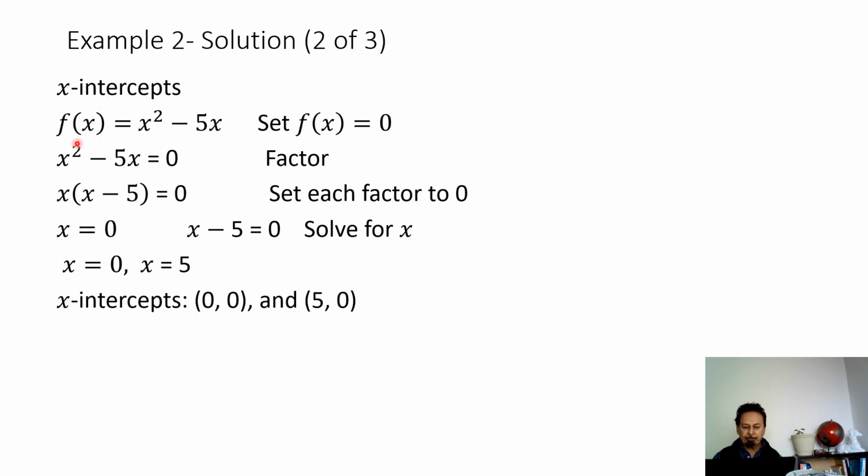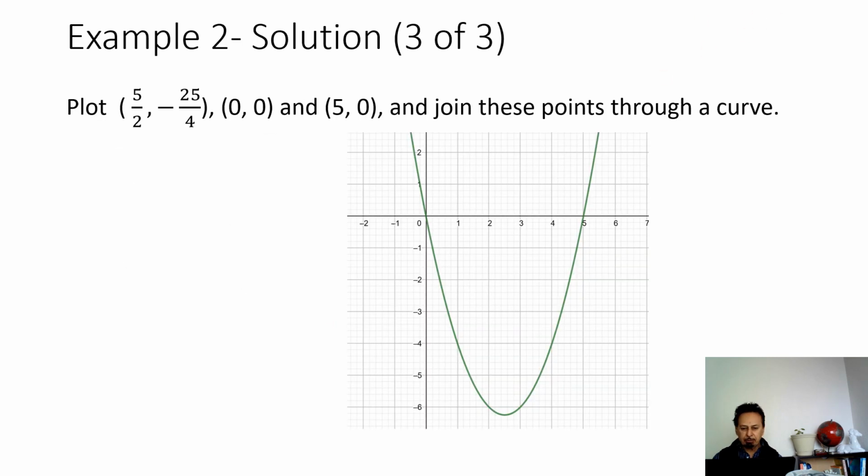To find the x-intercepts, let's set f of x equal to 0. This will give us x squared minus 5x equals 0. You factor out x, so it leaves you x minus 5. Now we set each factor to 0, so x equals 0, and x minus 5 equals 0, and we solve for x to give x equals 5. So the x-intercepts are 0, 0 and 5, 0. The vertex is 5 over 2, comma, negative 25 over 4.